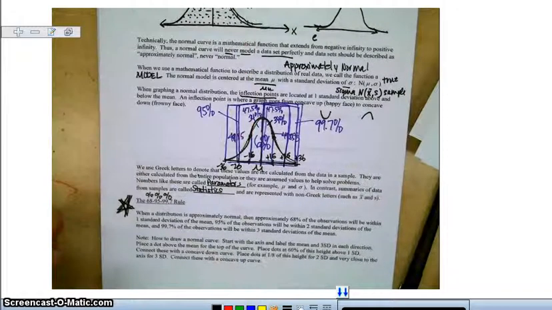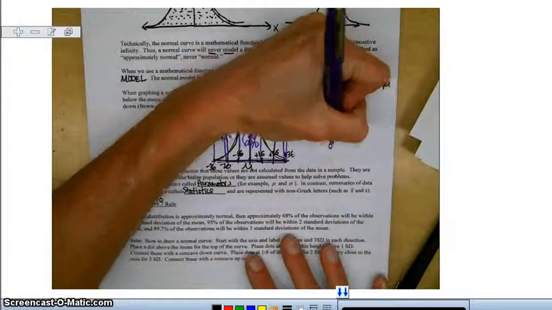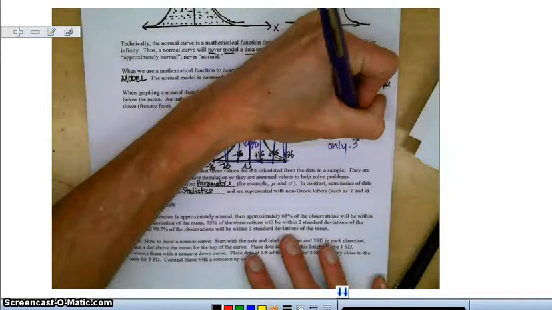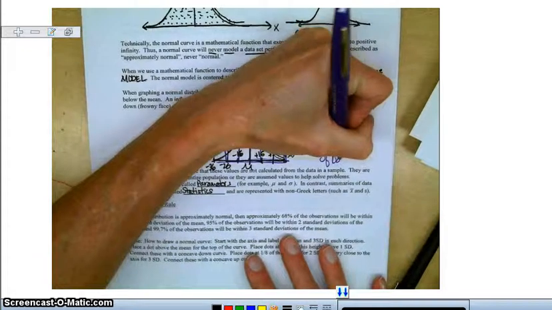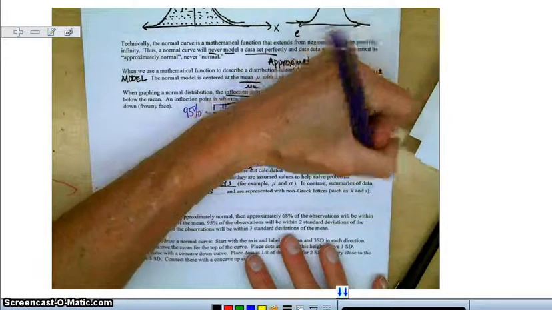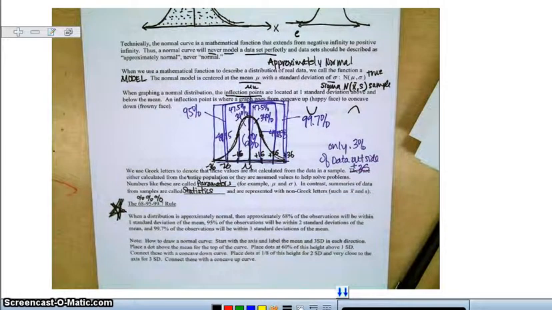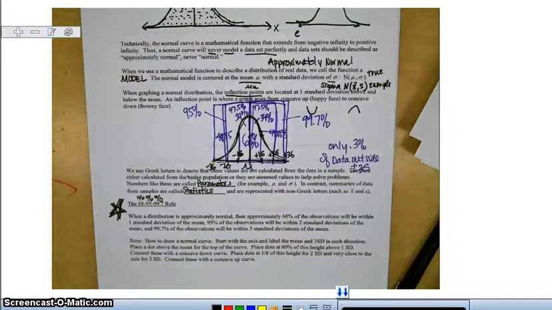So pretty much what you have to realize here is that almost all of your data is within three standard deviations. Only 0.3% of data is outside plus and minus three standard deviations. Only 0.3% of your data for a normal curve.